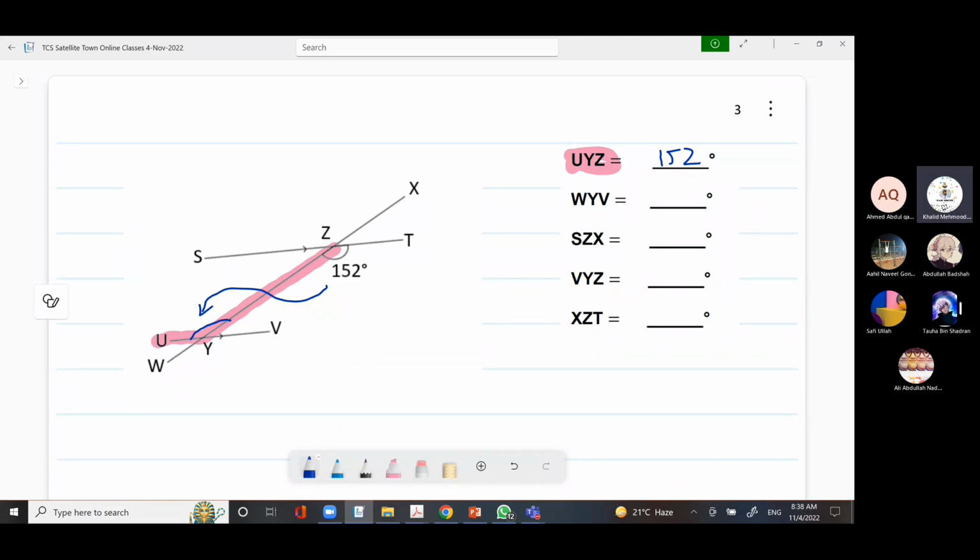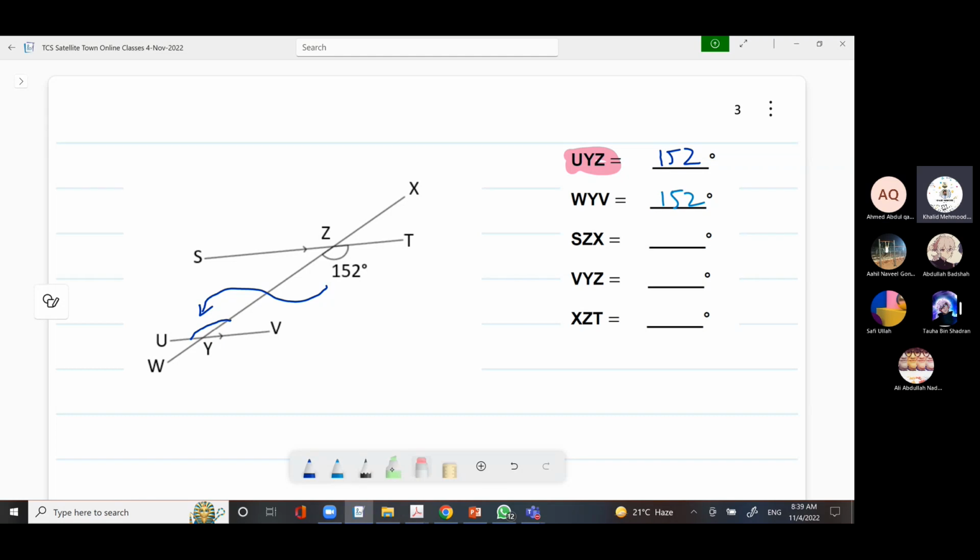So that is 152. You have done it previously. Now, what about W, Y, Z? Now I'm removing this one. Let me highlight this one. W, Y, and Z. Sir, it's 152. Yes, and this is of Y, and we know that Y is 152. You're perfectly right. This is 152 again.